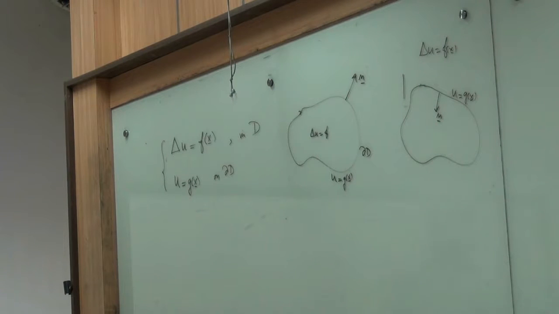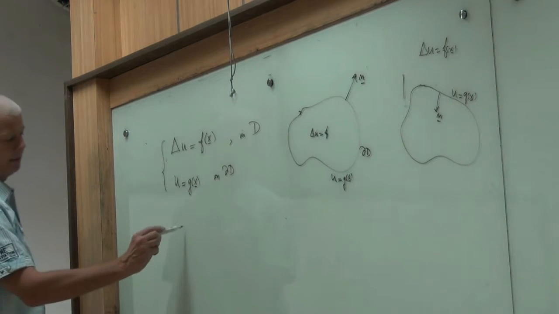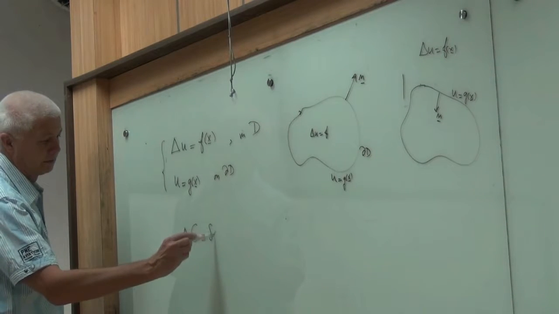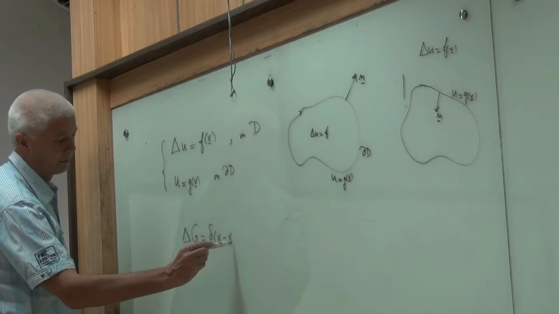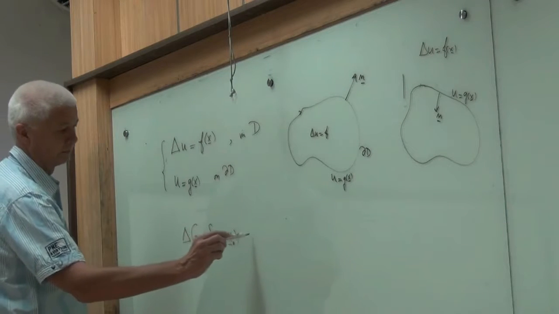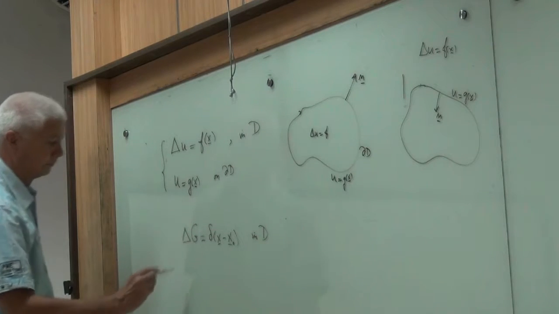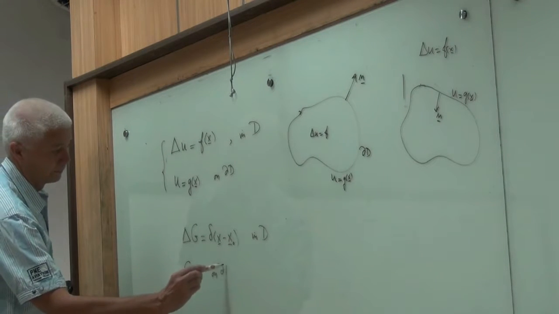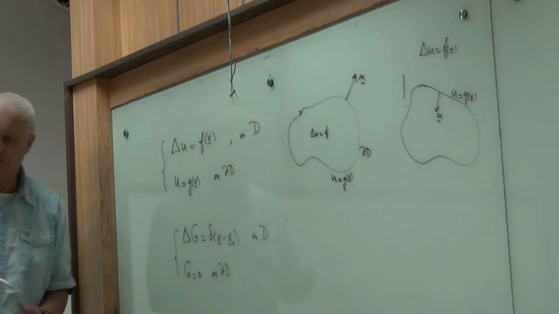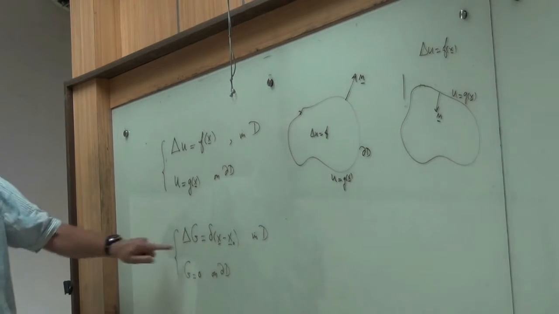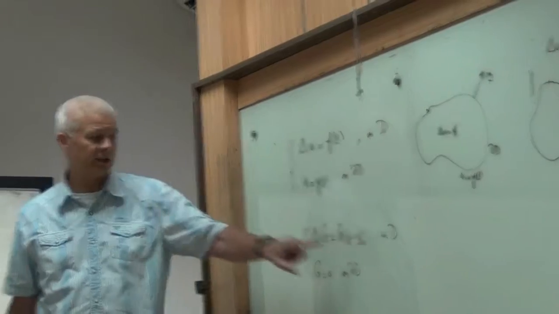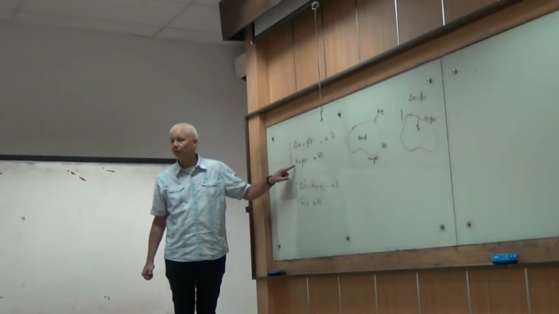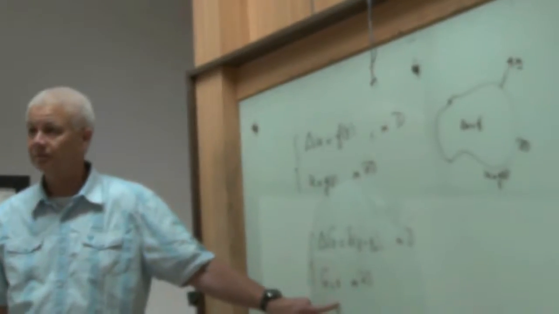That's the general idea. The Green's function for this problem has to satisfy the same PDE, but with a delta function on the right hand side, and that function has to satisfy the same type of boundary conditions, but homogeneous.